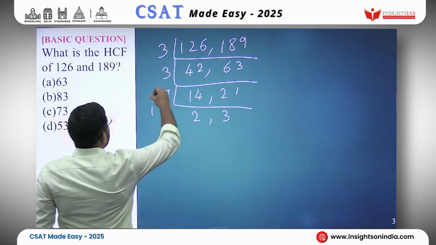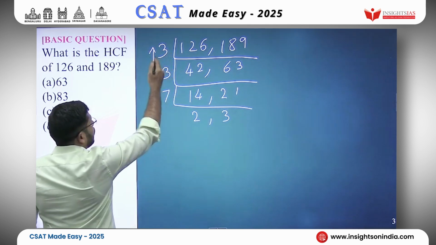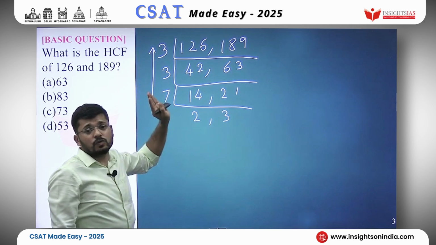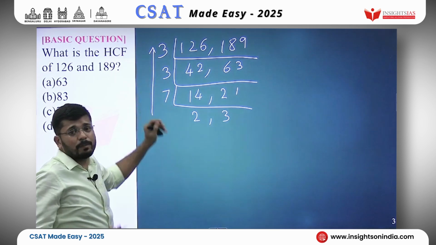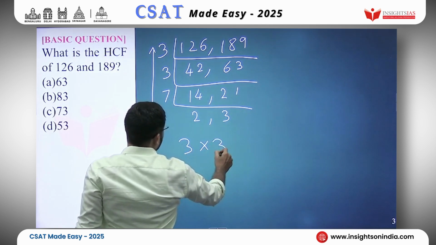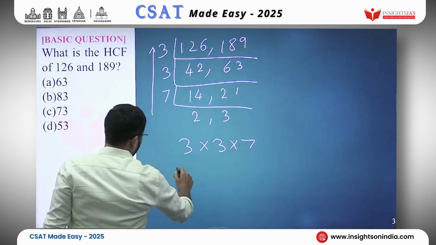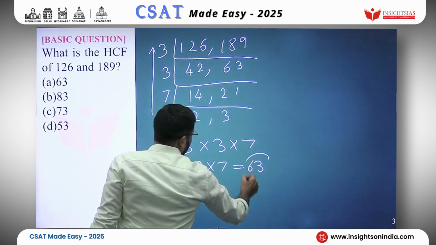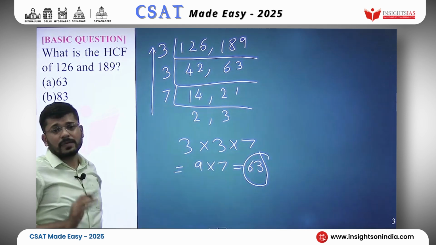Then we will multiply all the factors that we used. We will multiply all the divisors that we made use of. So what is it? It is 3 into 3 into 7. That would be 9 into 7 and that would be 63. And 63 is your HCF.